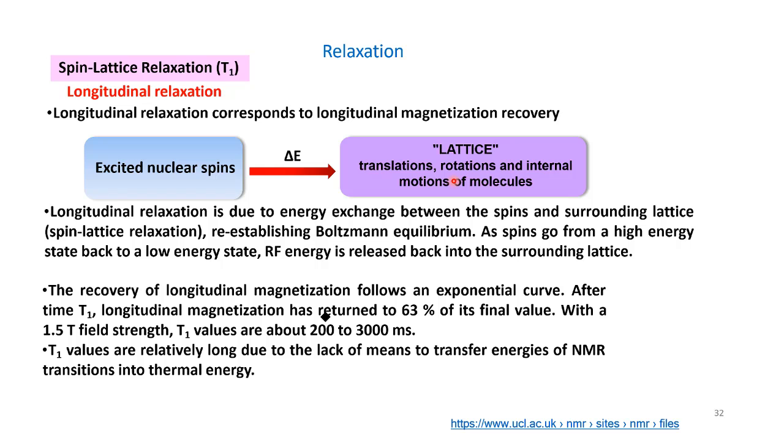This recovery of longitudinal magnetization follows an exponential curve, and after time T1, longitudinal magnetization has returned to 63% of its value. Why 63%? That is calculated with the formula. With 1.5 Tesla field strength, T1 value will be around 200 to 800 milliseconds. And T1 value is relatively long due to the lack of means to transfer energy from NMR transition into thermal energy. So it will take more time for the spin lattice relaxation.